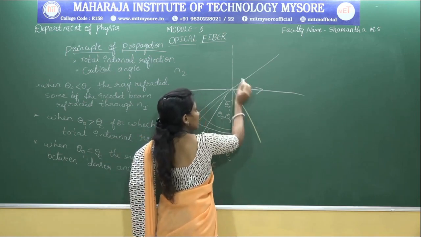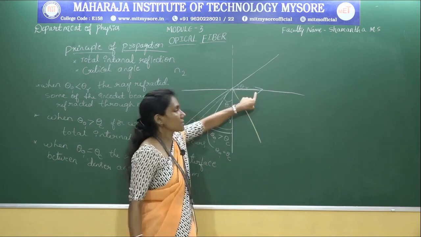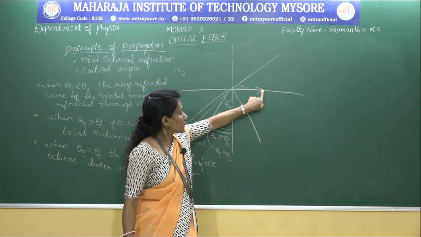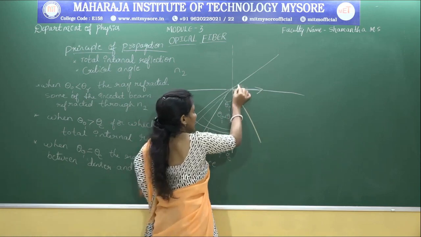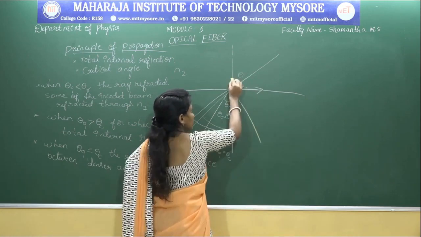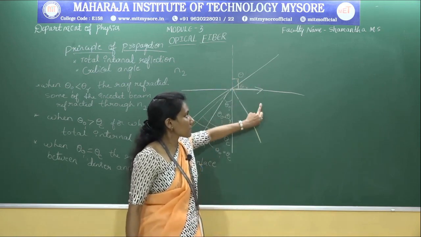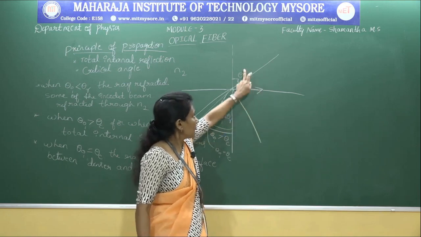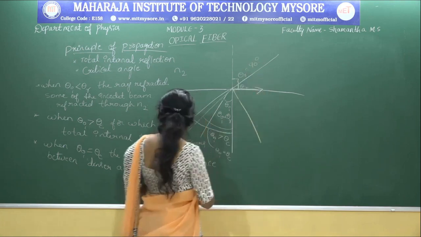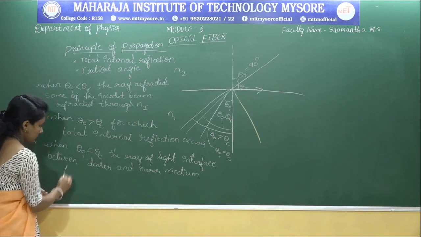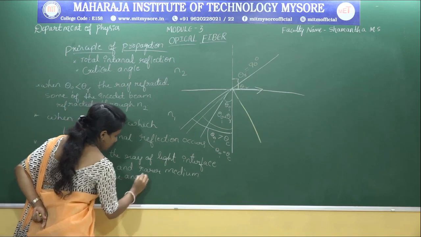So, when the angle of incidence is equal to the critical angle, at the interface between the rarer medium and denser medium, the angle of refraction is 90 degrees. The ray of light at the interface between the denser and rarer medium, for that the angle of refraction is 90 degrees.